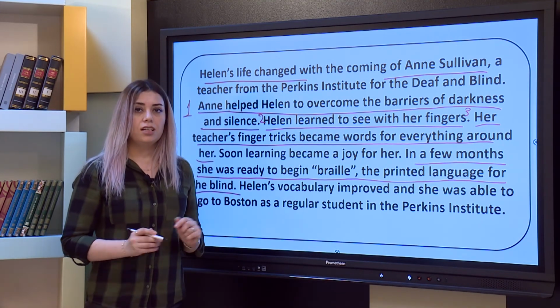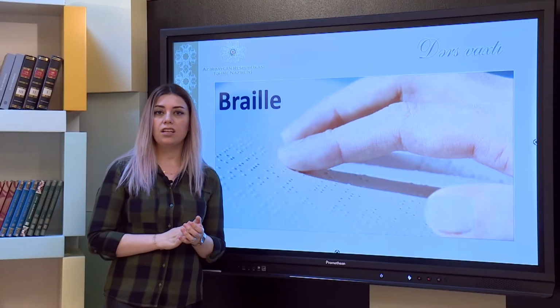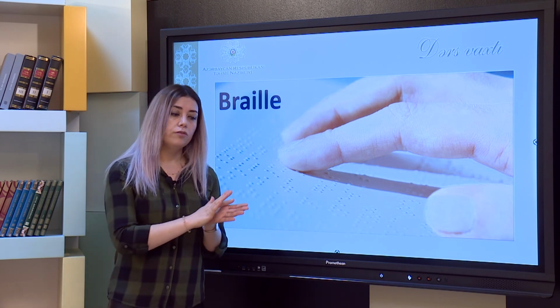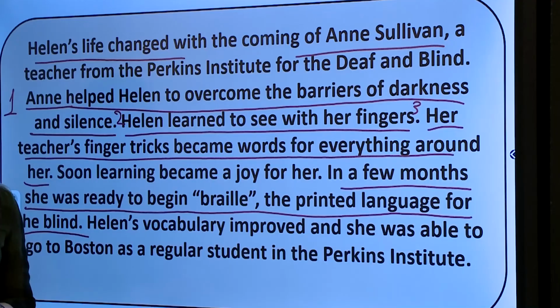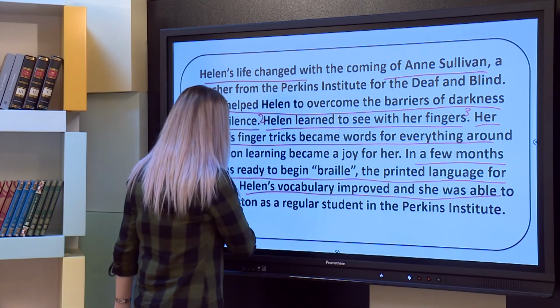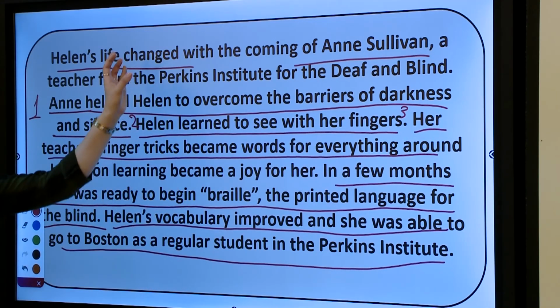What is Braille? Let me show you. This is Braille. It is a written language format for blind people. You can see some raised dots that can be felt with finger. So deaf people or blind people can move their fingers over these dots and they can read the letters there. And last, Helen's vocabulary improved and she was able to go to Boston as a regular student in the Perrings Institute. So as you see, dear students, this entire paragraph consists of supporting details which all explain the main idea.